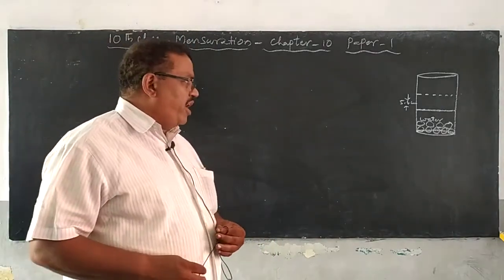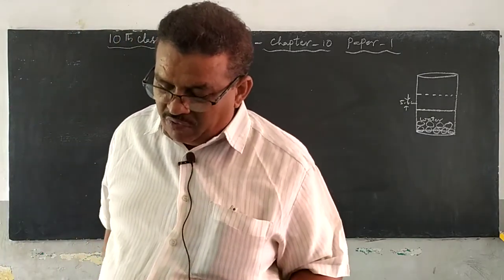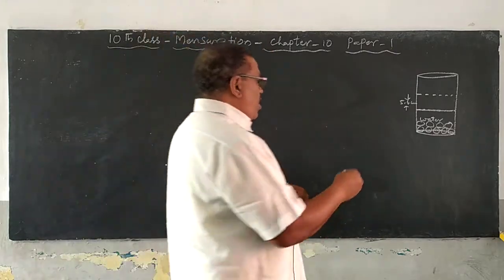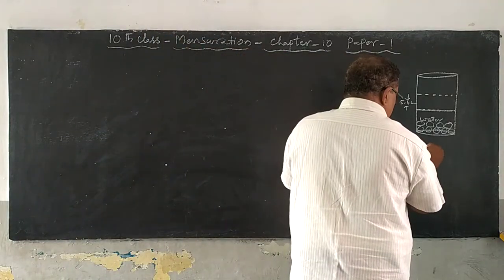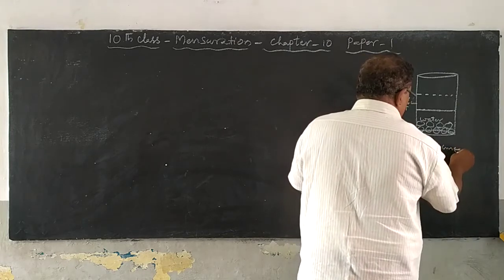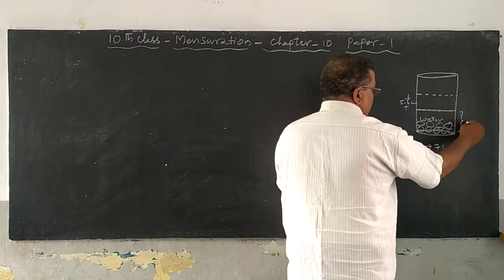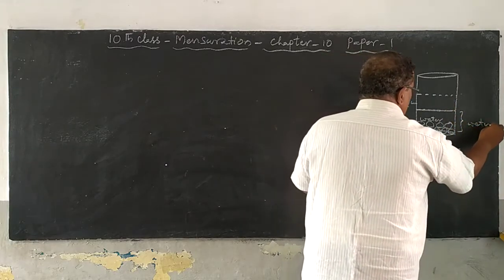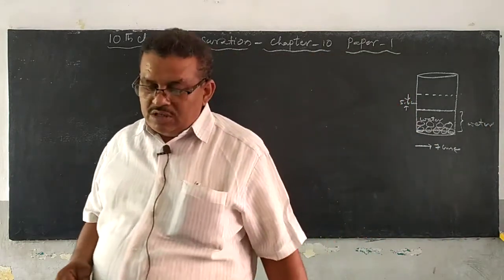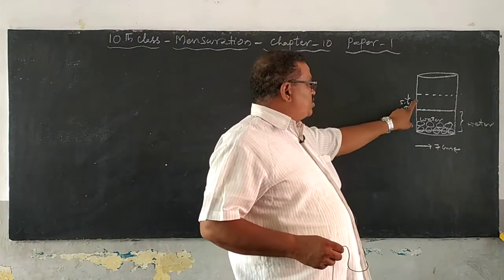Spherical marbles of diameter 1.4 centimeters are dropped into a cylindrical beaker of diameter 7 centimeters which contains some water. So the diameter of the cylinder is 7 centimeters. It contains some water up to this level. This is the level of water. When we drop some spherical marbles, the water level rises from this place to here.